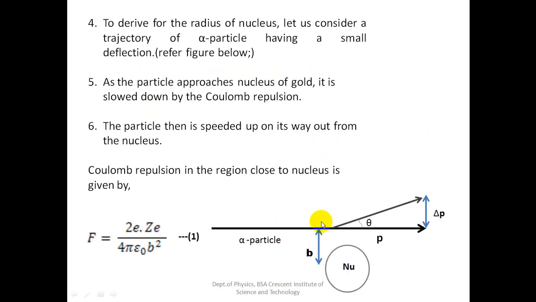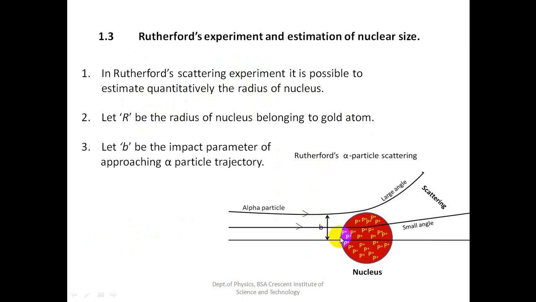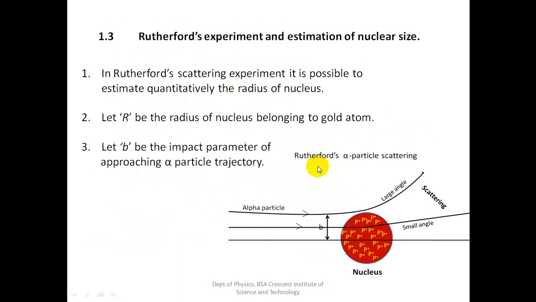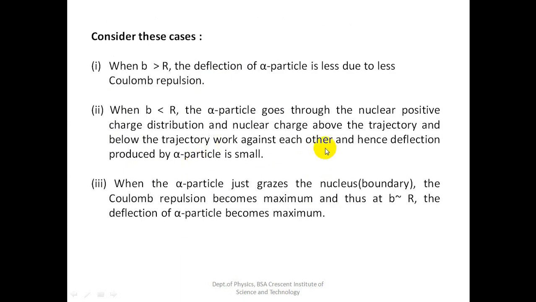But when b is less than R, that is, within this radius, what happens? The alpha particle goes through the nuclear positive charge distribution, it penetrates through the nucleus, and as a result, the charges above the trajectory and below the trajectory work against each other.